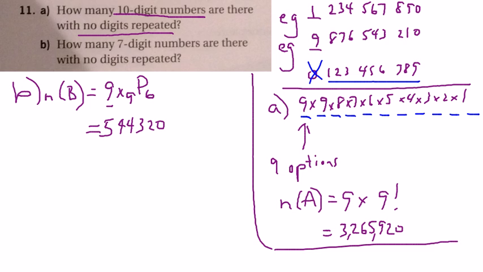And unfortunately, in the back of your book, it's basically 10P7, I think. They didn't account for the fact that the first digit can't be 0. So if you were just to do 10, 9, 8, 7, 6, 5, 4, or 10P7, you'll get a slightly bigger answer. Okay, hope that helps. See you in class tomorrow. Bye.